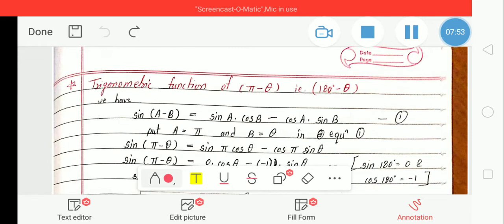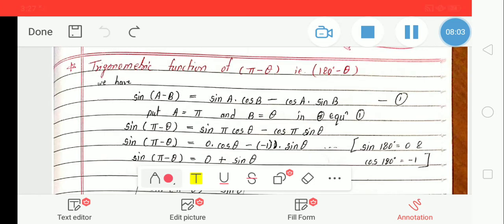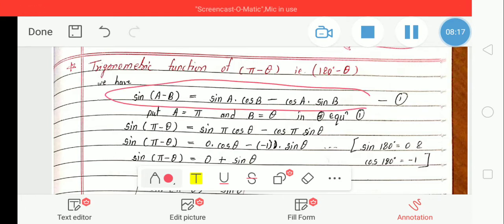Now trigonometric functions of pi minus theta. Here pi means 180 degree. We know that pi is equal to 180 degree. Since we have sin(a minus b) is equal to sin a multiplied by cos b minus cos a multiplied by sin b. This is also a formula. We know that sin(a minus b) is equal to sin a cos b minus cos a sin b.